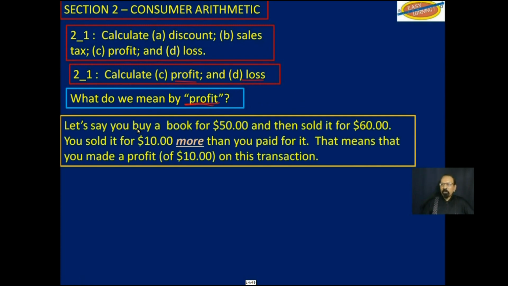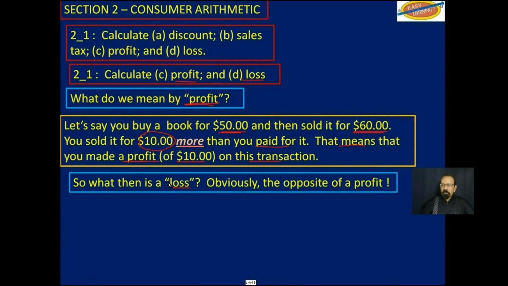Let's say you buy a book for $50 and then you sold it for $60. You sold it for $10 more than what you paid for it. That means that you made a profit of $10 on this transaction.